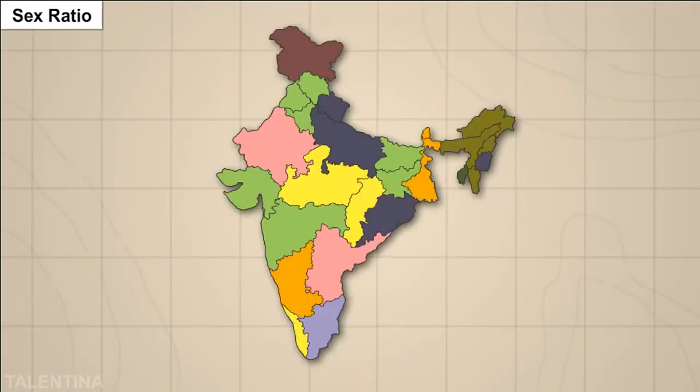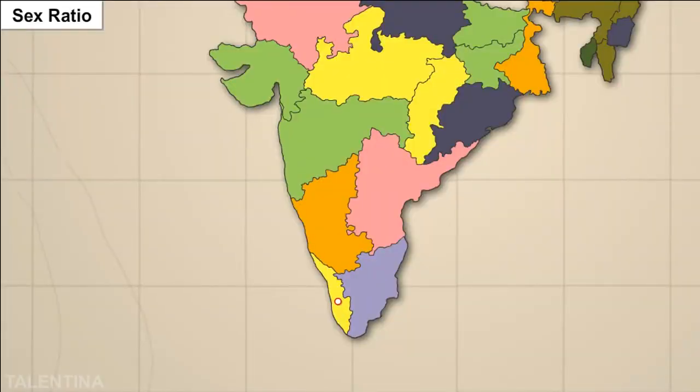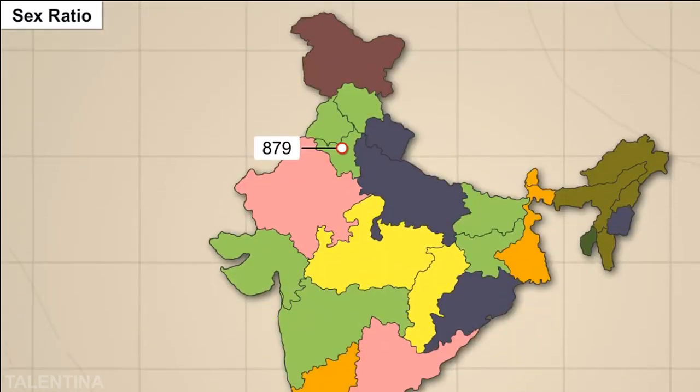Sex ratio. Sex ratio is the number of females per 1,000 males in the population. According to the 2011 census, the sex ratio in India is 940 females per 1,000 males. Kerala has the highest female sex ratio, 1,084, while Haryana, 879, and Delhi, 868, have the unfavorable sex ratios.